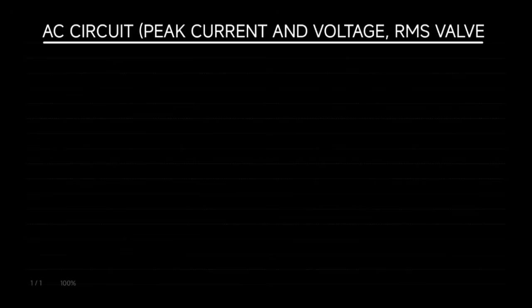AC current is defined as the current that has oscillating function of time, or you can say is a current that changes its magnitude and reverses its direction periodically with time, while DC, on the other hand, is a current that flows continuously in one direction. Examples of DC are battery, cells, power bank, etc.